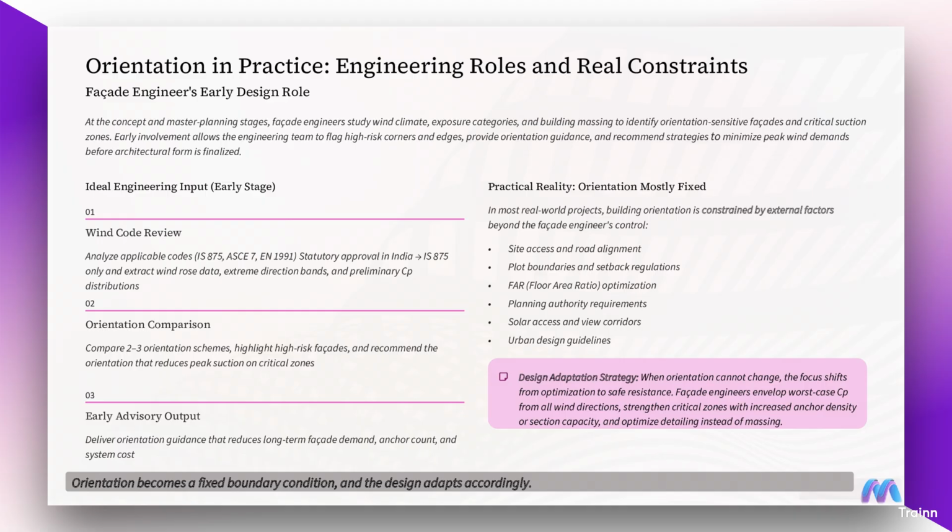Urban design guidelines. Design adaptation strategy: when orientation cannot change, the focus shifts from optimization to safe resistance. Facade engineers envelop worst-case CP from all wind directions, strengthen critical zones with increased anchor density or section capacity, and optimize detailing instead of massing. Orientation becomes a fixed boundary condition, and the design adapts accordingly.